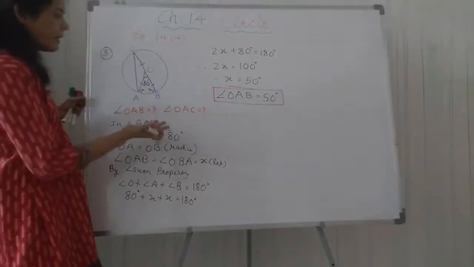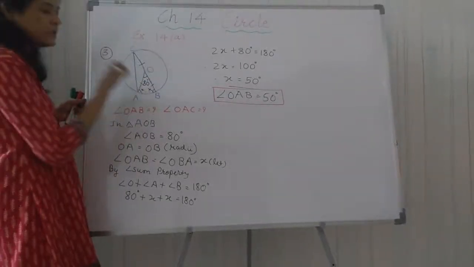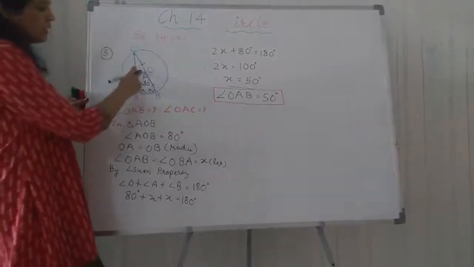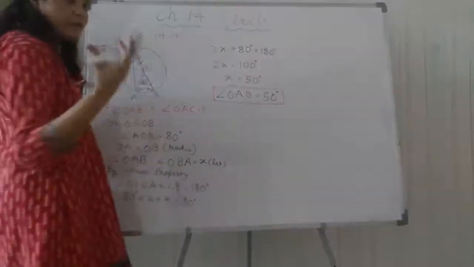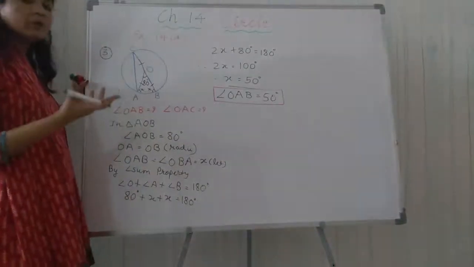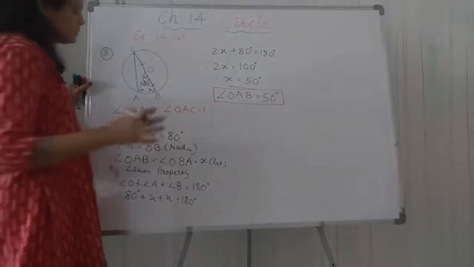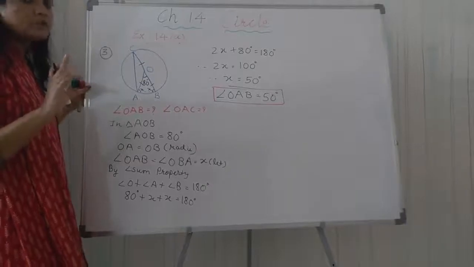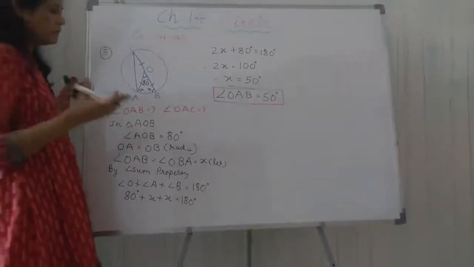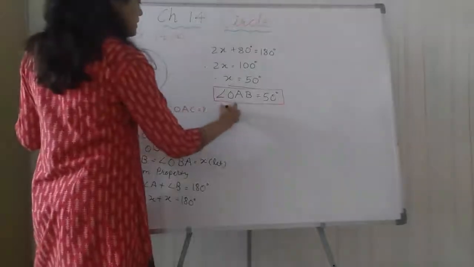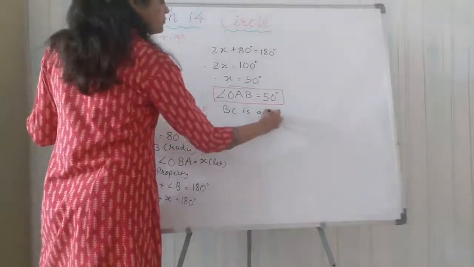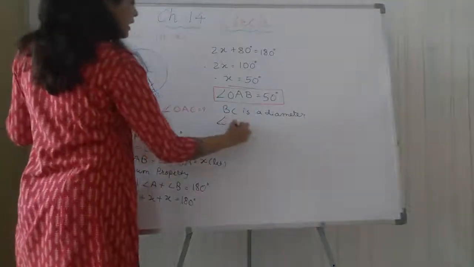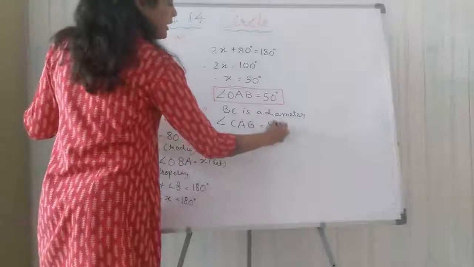Another method you can use here is the isosceles triangle OAC, and you can get the answer that way also. There are different ways to solve circle questions. You can use any method, it is fine, but it must be correct. Okay, so now I am writing that BC is the diameter and angle CAB is equal to 90 degrees.